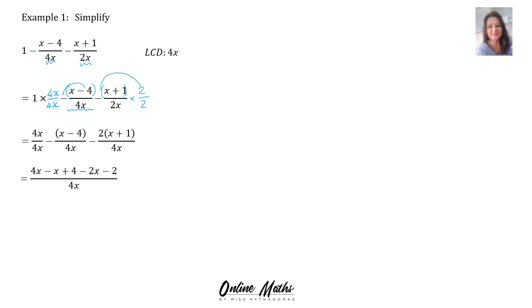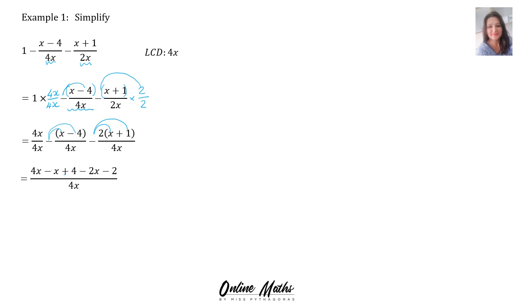In the next step I put everything over 4x, the denominator, the LCD, and then the 4x. Now a minus times x is minus x, a minus times a minus is plus 4. And regarding the 2, minus 2 times x is minus 2x, minus 2 times minus 1 is plus 2.